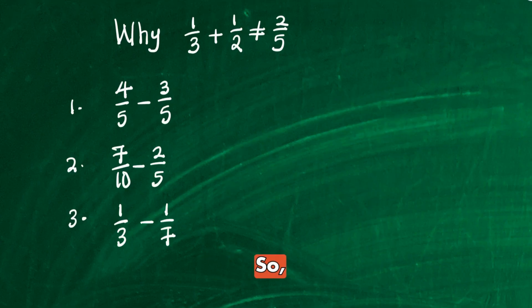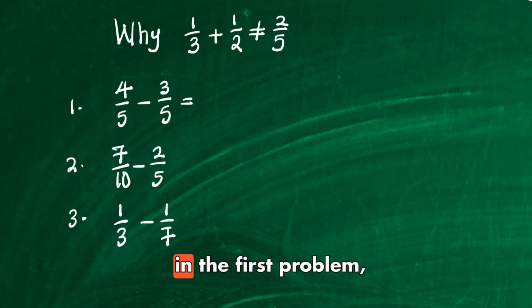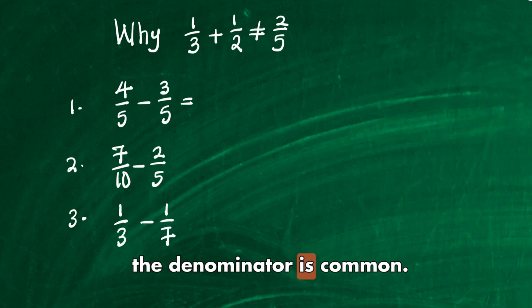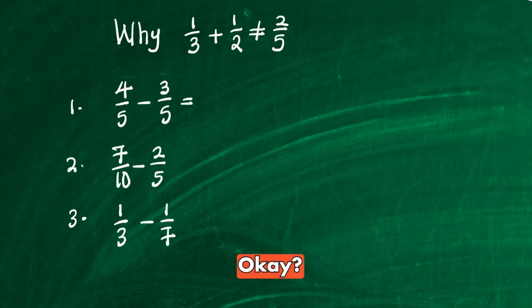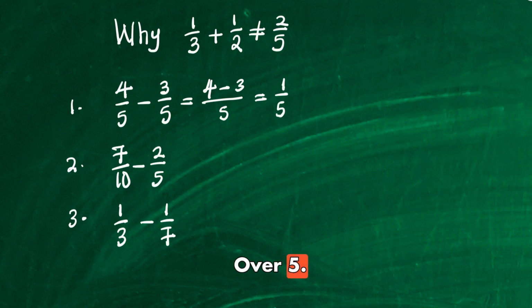All right, guys, so whatever you do in addition is the same when it comes to what? To subtraction. So in the first problem, you have 4 over 5 minus 3 over 5. Here, the denominators are the same, right? So the denominator is common, that is 5. Okay, so you just subtract the what? The numerators. 4 minus 3 divided by 5, and 4 minus 3 is 1 over what? Over 5.